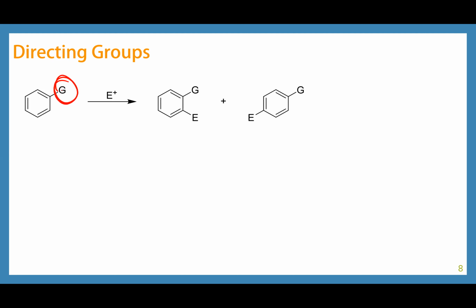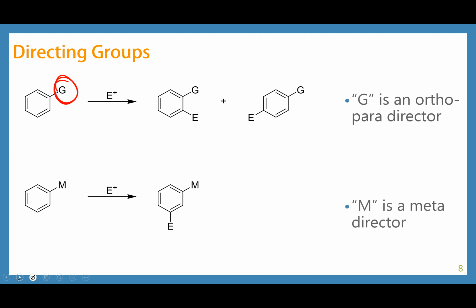So depending on the properties of the directing group, you're either going to end up with a mixture of ortho and para products as pictured above, or you're going to end up with a meta product. So ortho para directors go together. If it directs ortho, it's also kind of directing para, and we'll talk about why in a little bit. And then meta is on its own. So some groups are meta directors. You're only going to end up with meta products. Does that make sense?